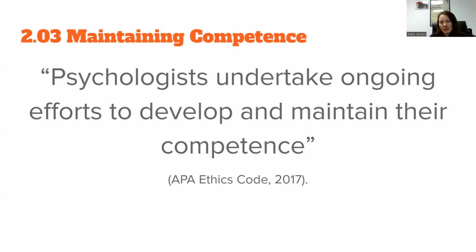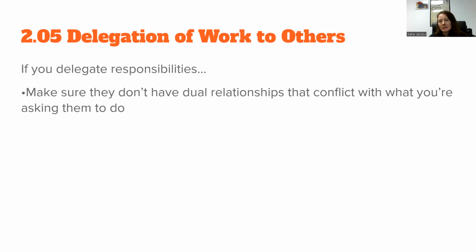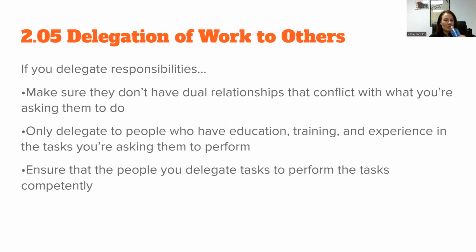And so these are things that we do. 2.05, notice we're not going through all the sections, we're just going through some of the relevant ones. This is delegation of work to others. So if you delegate responsibilities, even within research, you have to make sure that whoever you're delegating to doesn't have a dual relationship that conflicts with what you're asking them to do. You also can only delegate to people who have education, training, and experience in the tasks that you're asking them to perform. You also have to ensure that people you delegate tasks to perform the tasks competently.